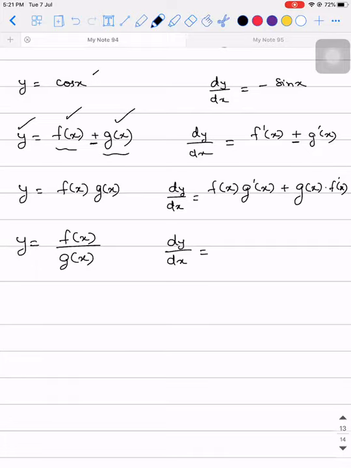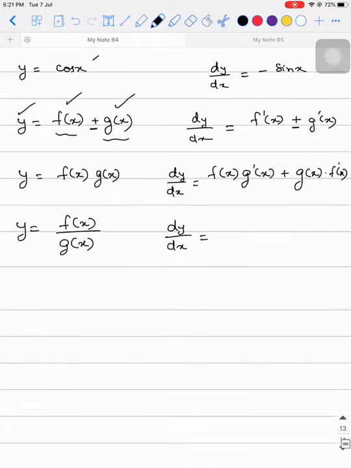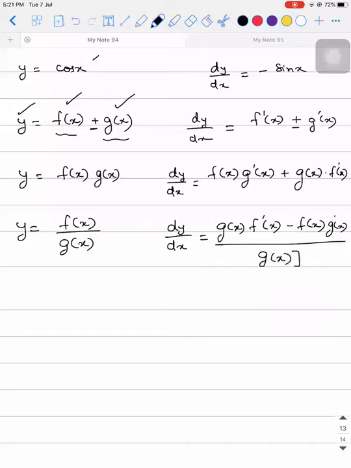Similarly, if at all you have division of two functions, f of x by g of x, then dy by dx will be equal to g of x into f dash of x minus f of x into g dash of x, divided by g of x the whole square. Okay, just write down the formula. Don't worry about what is f of x, g of x. I'll explain everything.